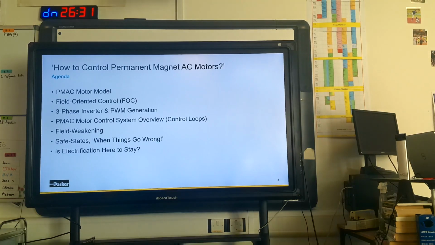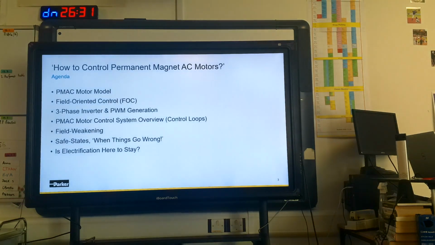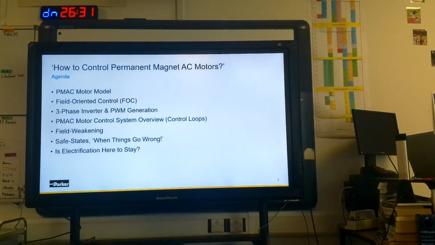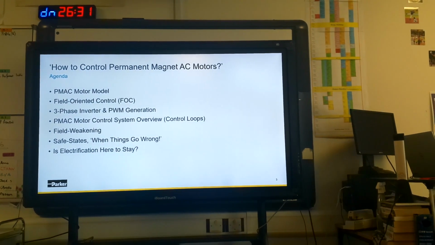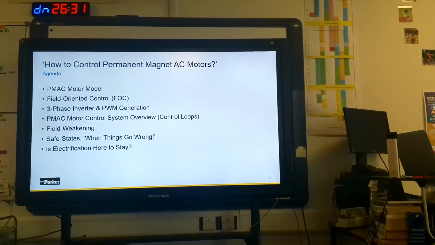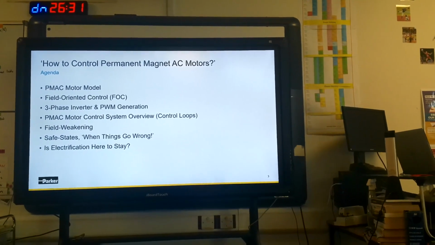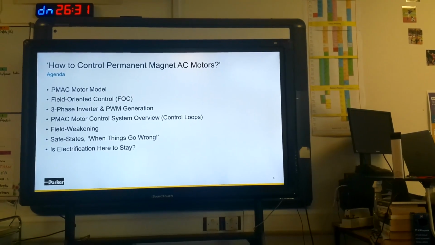And finally, I was asked to do an opinion piece on this talk. So I thought I'd do an opinion piece on whether electrification is here to stay. Are electrified vehicles going to remain in the low percentage penetration of the market? Or are we actually going to see them take off and become the dominant driving force for vehicles?